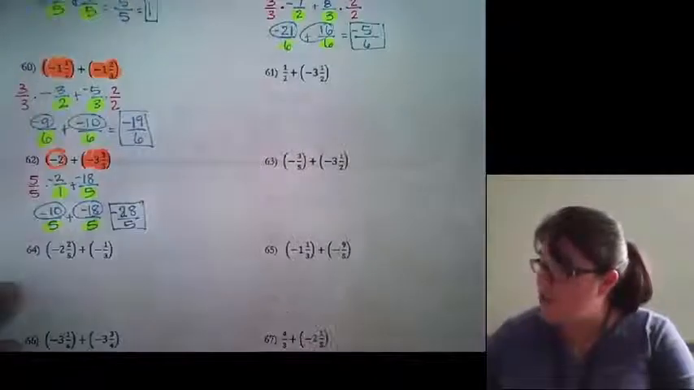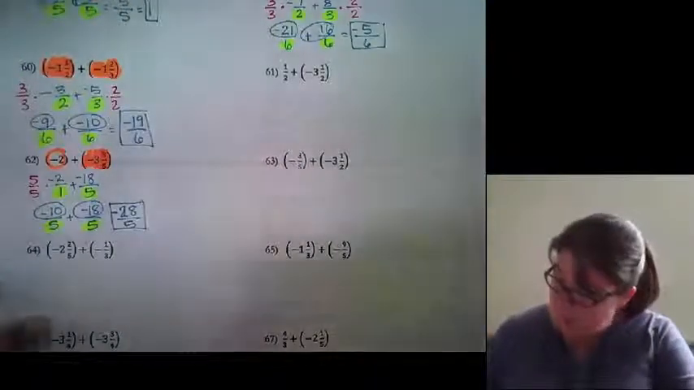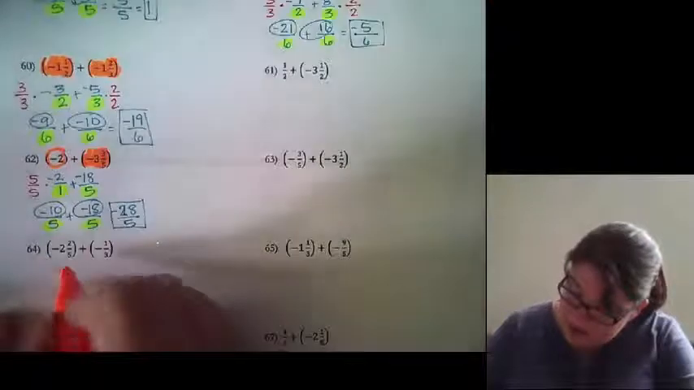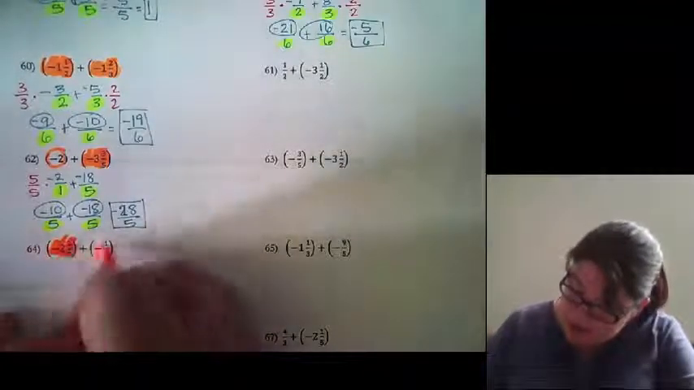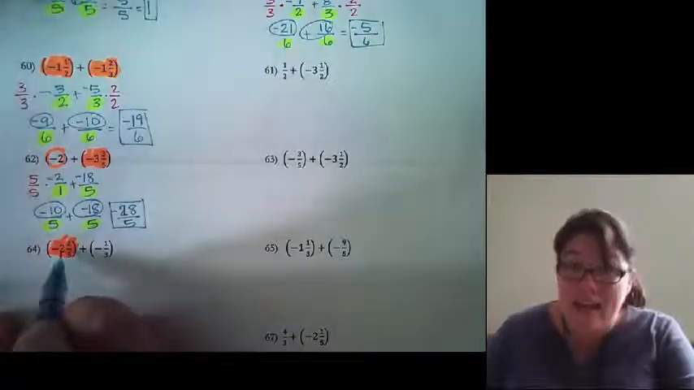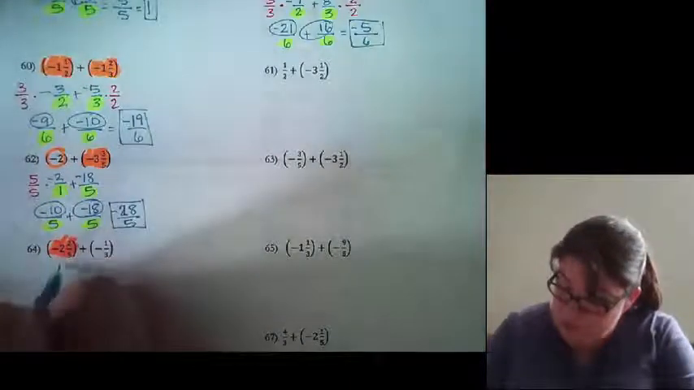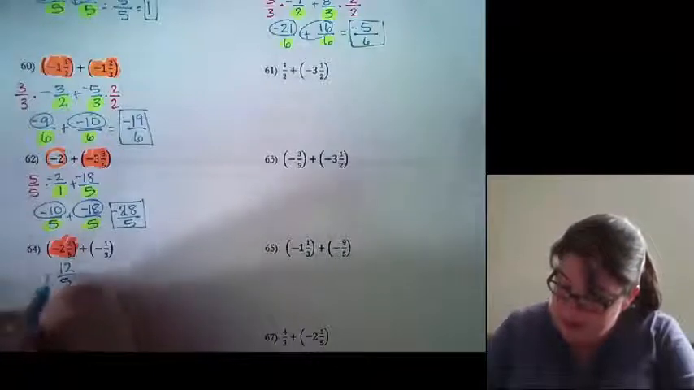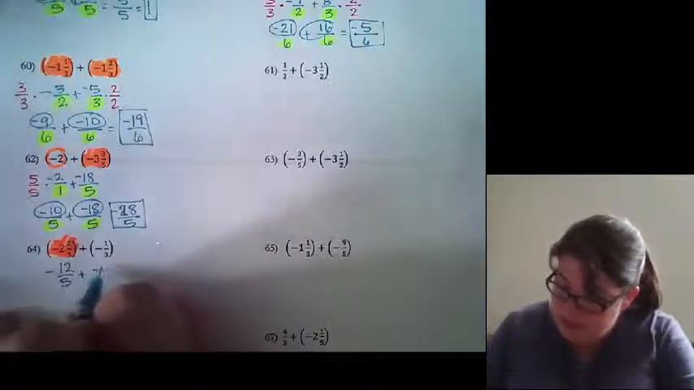Okay, so we're going to do 64. I have a mixed number and not a mixed number. Cool. So 5 times 2 is 10, plus 2 is 12 over 5, and it's a negative. Plus, this one just stays the same.